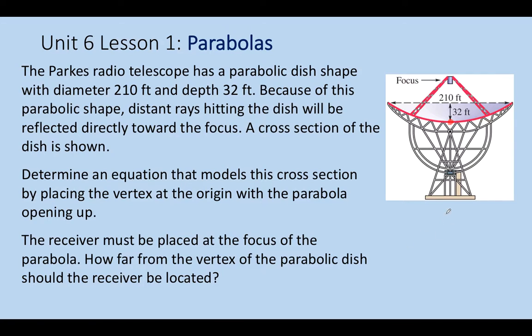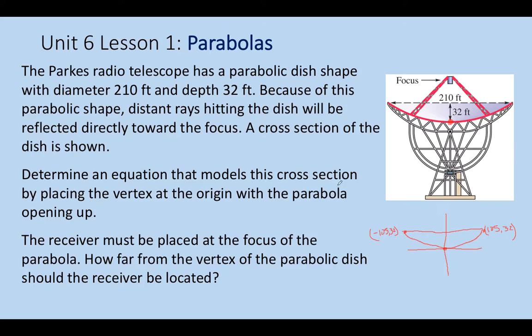So we've got the origin as the vertex, and how's that going to look? Well, let's put this on a rough sketch. We're going to say that this right here is (0, 0), and then if this is 210 feet across, and this is right in the middle, that means I've got 105 to the left and 105 to the right, and the y value would be 32. So I've got (105, 32) and (-105, 32). Okay, so I've got a few points here. It's going to look like this.